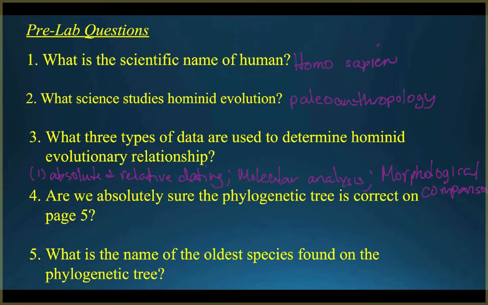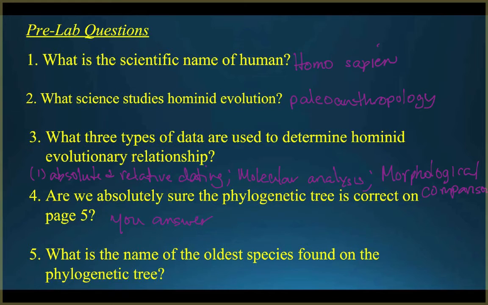Now, the rest of these, I'm going to answer one of these, but the rest of them I'm going to have you think about and answer on your own. As in, are we absolutely sure the phylogenetic tree on page 5 is correct? And when you think about this, I want you to go back and think about when I mentioned earlier some of the questions that were raised, and whether there was a consensus between all scientists in this field. And that can give you an idea of what you think that answer is.